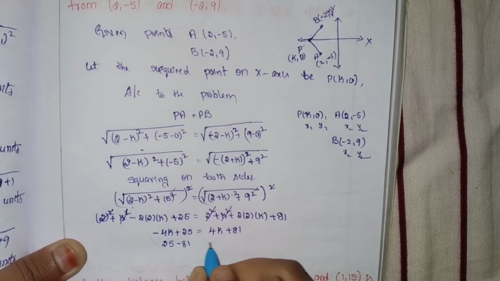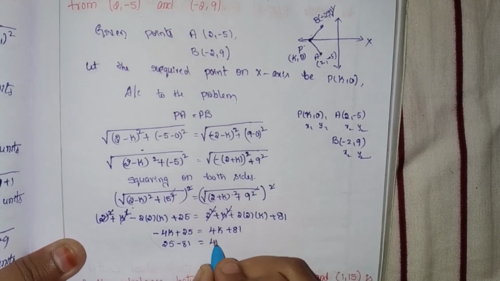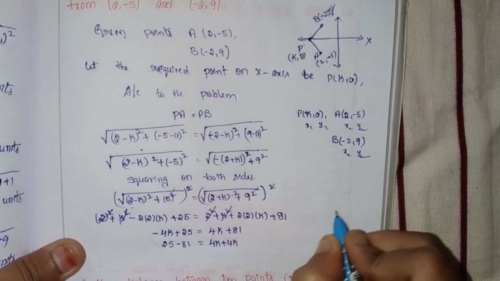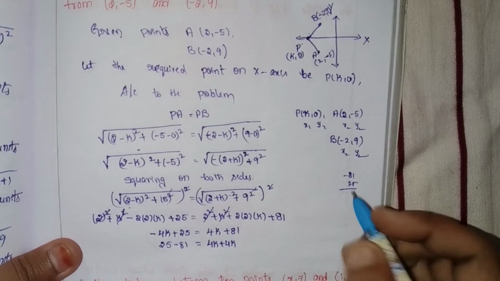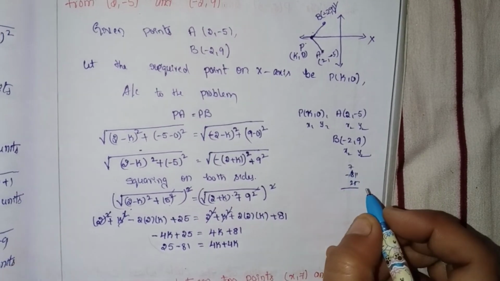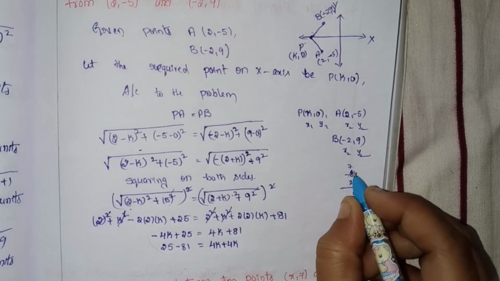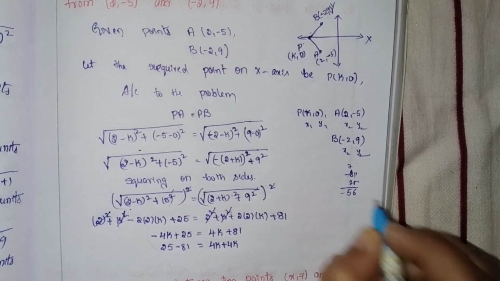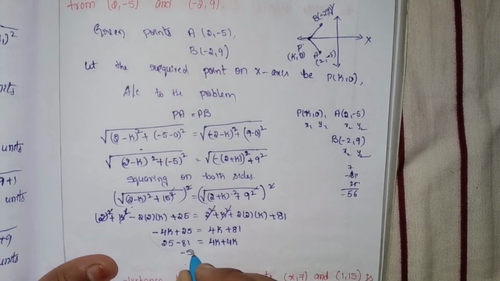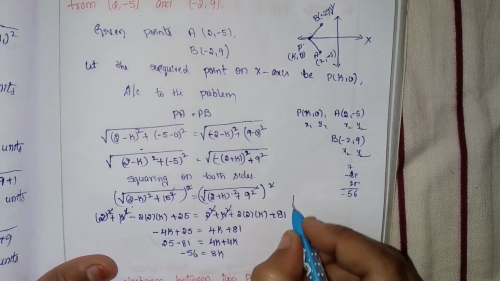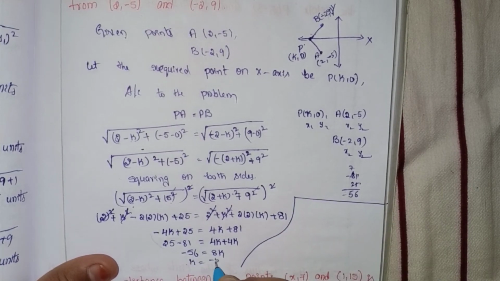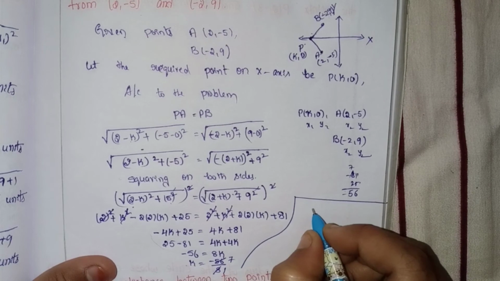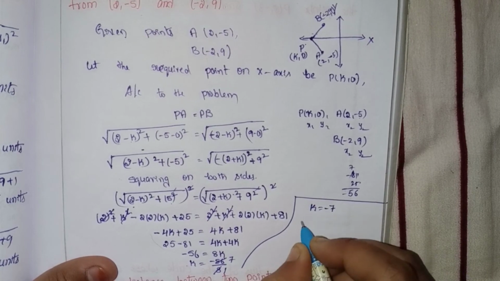You can write constants on one side and variables on one side. 25 minus 81. Minus 81 plus 25: take borrow, 11 minus 5 is 6, 7 minus 2 is 5, minus. So minus 56 equals 8k. k equals minus 56 by 8. 8 ones are 8, 8 sevens are 56. So k equals minus 7.